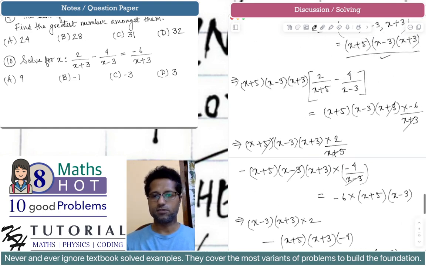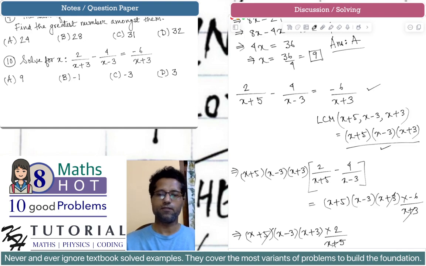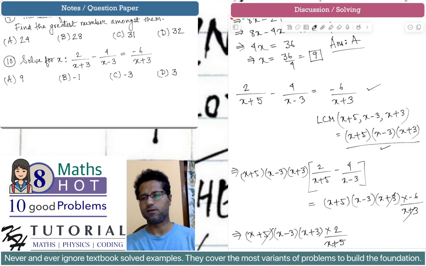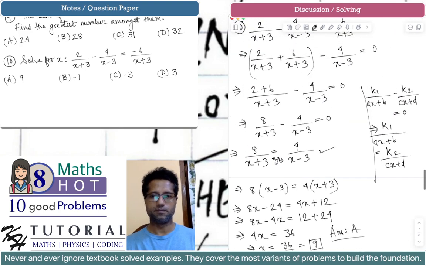So the idea was that if you have this kind of equation where all the terms are having the rational form, and the denominators are having the variable, then you can find the LCM of all the denominators like this. But I think this is a little complex way of solving. For solving this particular problem, the first method was a better one.